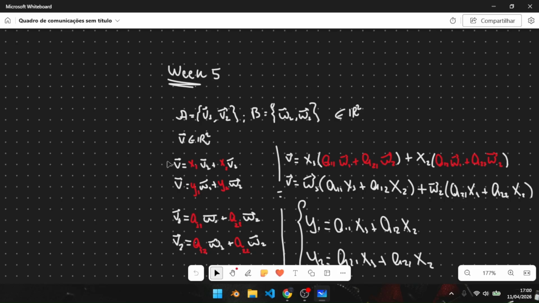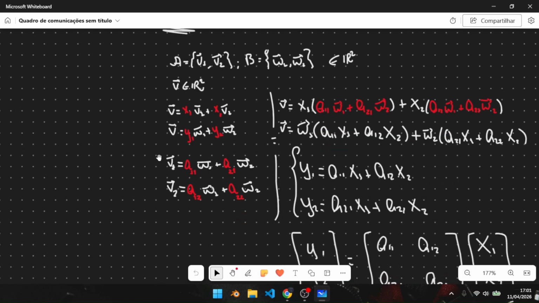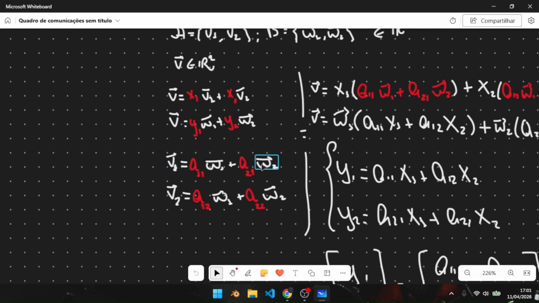You find out that V can be expressed through a linear combination of the vectors in A and through a linear combination of the vectors in B. Well, you would agree with me that V is equal to V, so this is equal to this. What does this mean? It means that even though these are two different bases, you could literally express the vectors in A through a linear combination of the vectors in B. And that's what we do here. We take the first vector in A and do a linear combination of the vectors in B. We take the second vector in A and do a linear combination of the vectors in B as well.